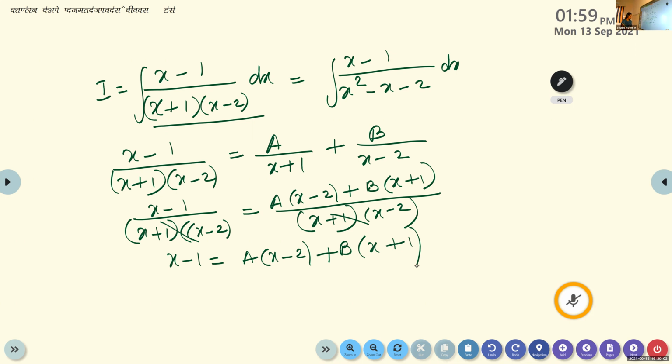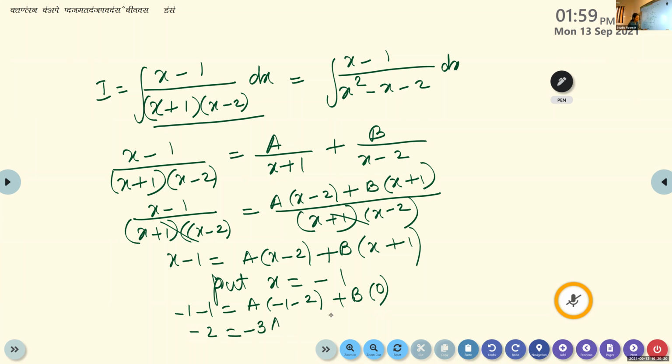Our aim is to find the unknowns a and b. Dia, what substitution will you do here to find a? x is equal to negative 1. Very good. When you put x is equal to -1, we get -1 is equal to a into (-1 - 2) plus b into 0. So -2 is equal to -3a. Therefore, a is equal to 2 by 3.